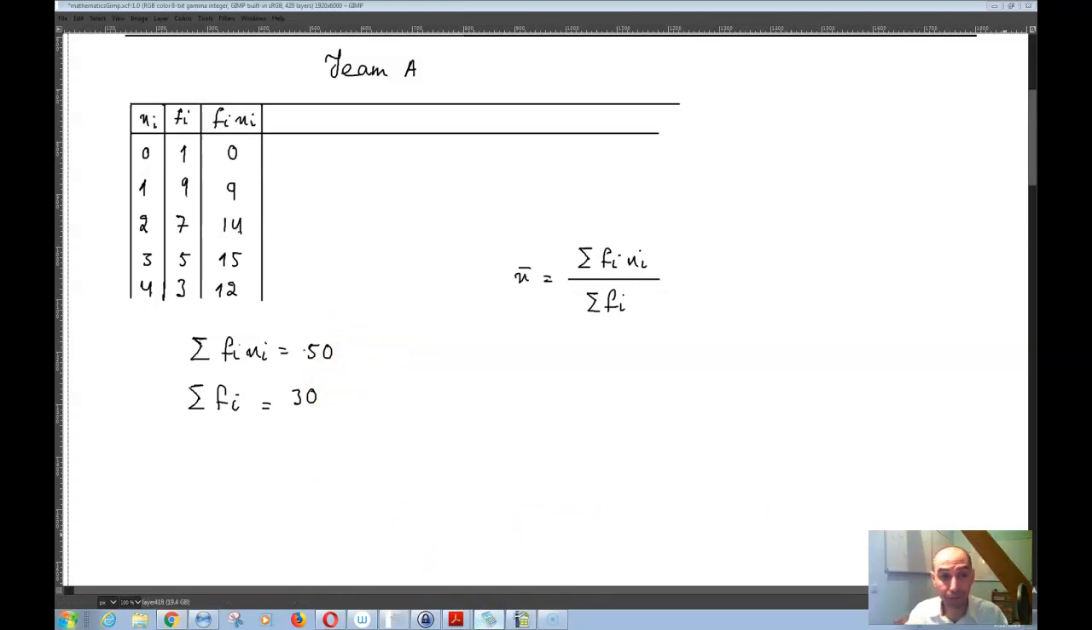So 9 plus 14 plus 15 plus 12 is equal to 50, and 10, 17 plus 8 is equal to 25. How did I get to 30? That's 10, 17 plus 8 is equal to 25. This is supposed to be 25. Now if I calculate X bar as sigma f_i x_i, which is 50 divided by 25, that gives me a 2. That means that my X bar is equal to 2.